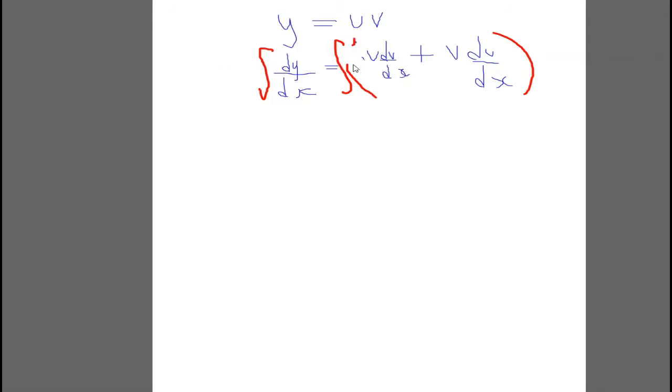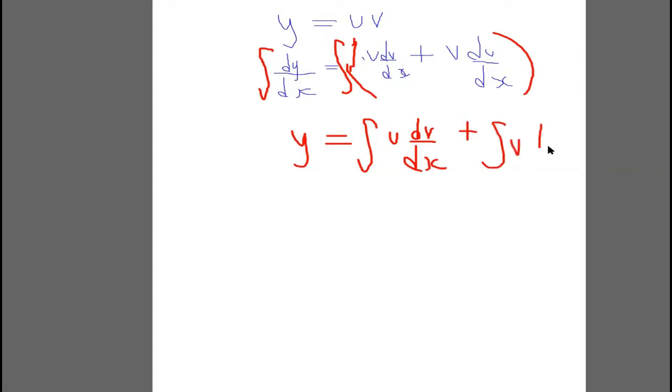Now, when you integrate dy dx, what do you get? You just get back y. When you integrate dy by dx, you just get back y. And so what we're getting is y is equal to the integral of u dv dx plus the integral of v du dx. That's integration by parts.